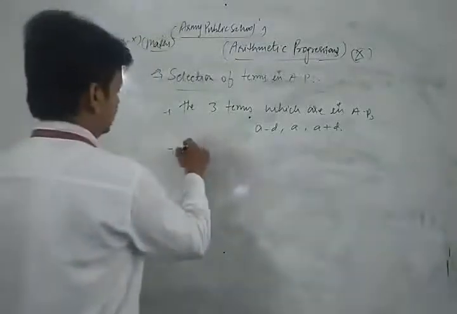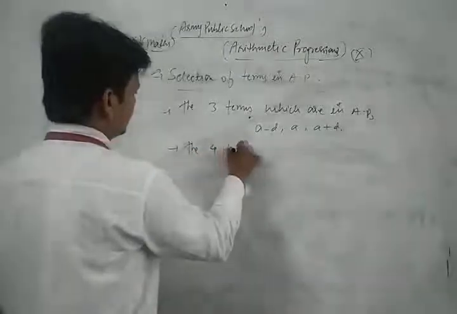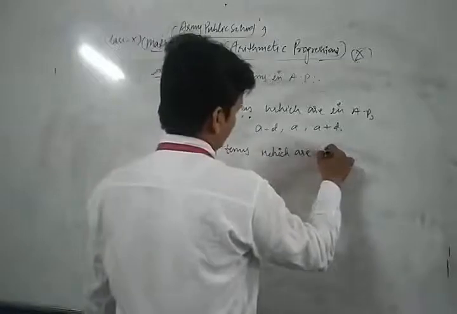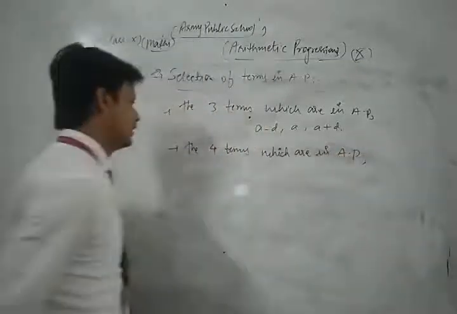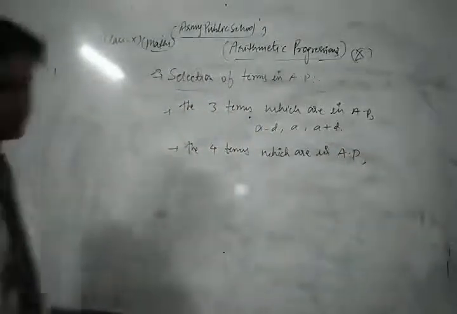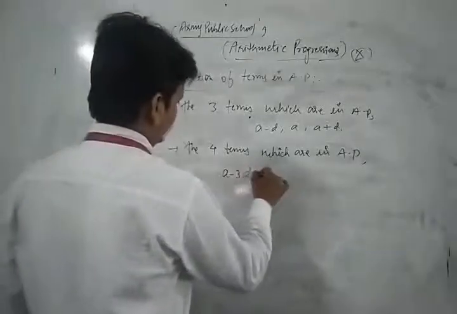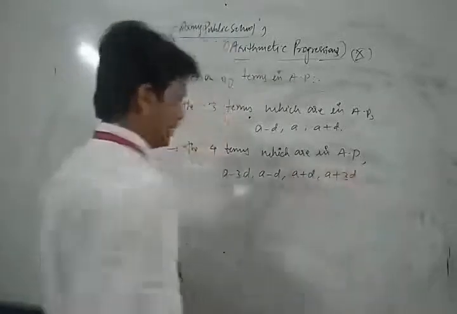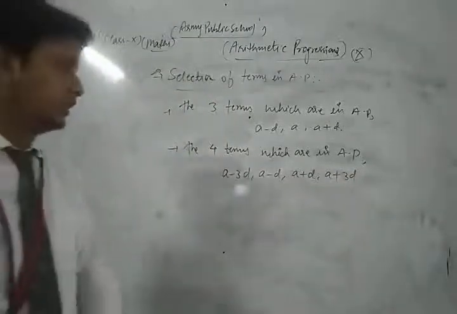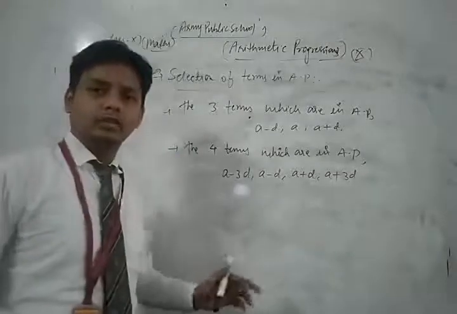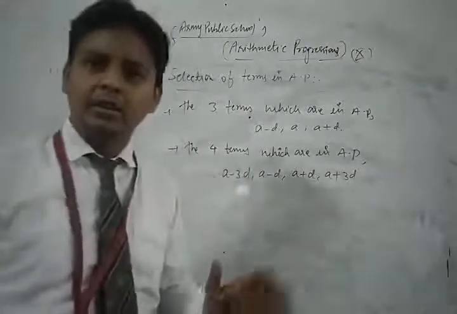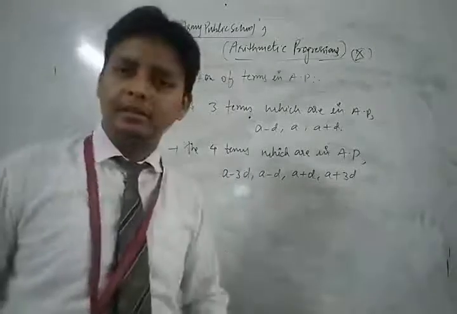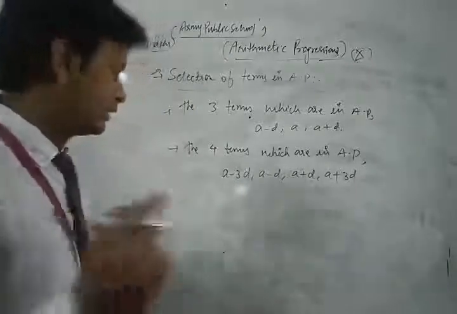Okay. The four terms which are in AP, what are they? A minus 3d, a minus d, a plus d and a plus 3d. So you always take the four terms which are in AP as a minus 3d, a minus d, a plus d and a plus 3d. And one of the most important results is what?